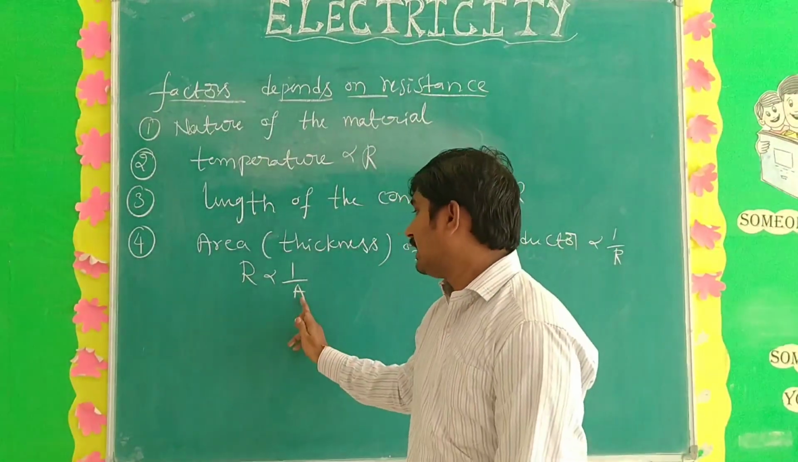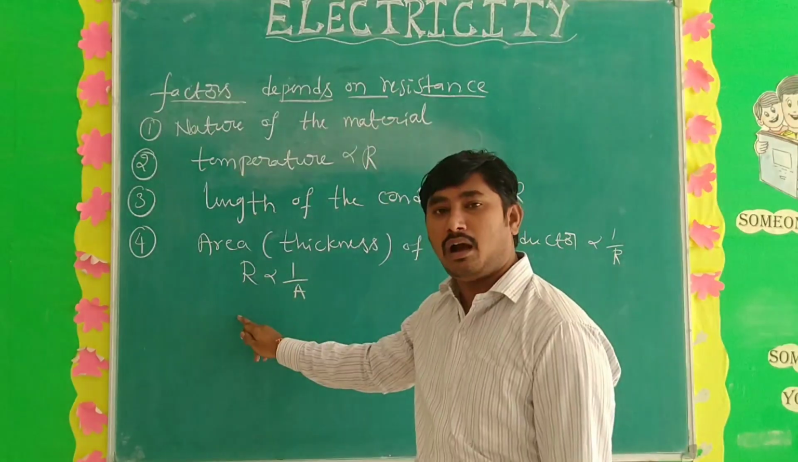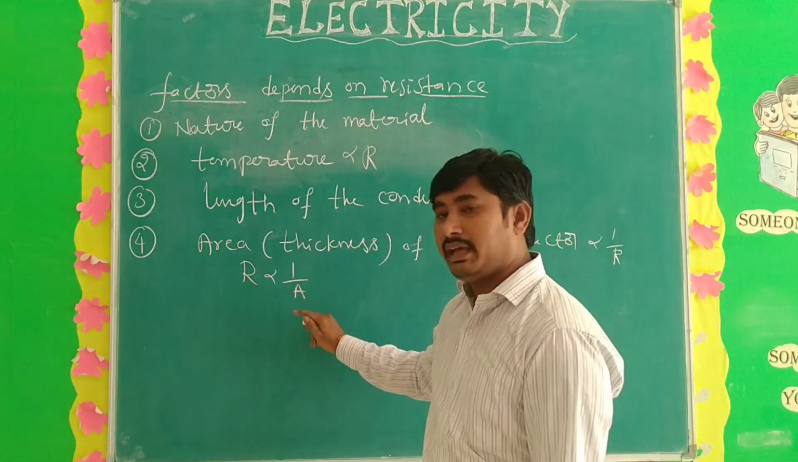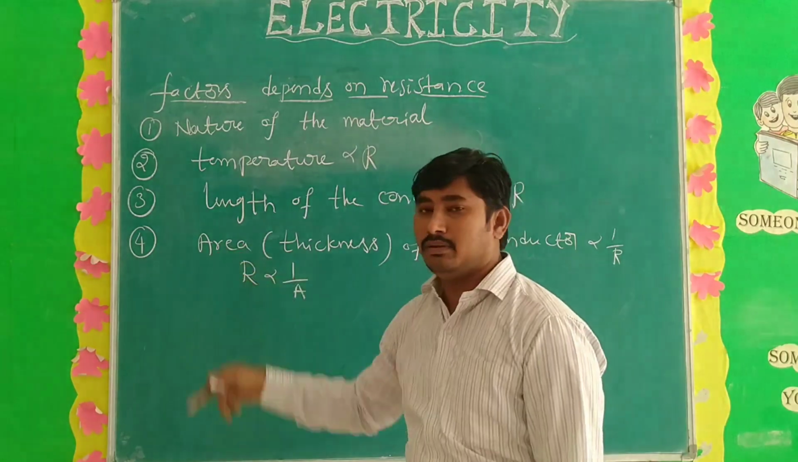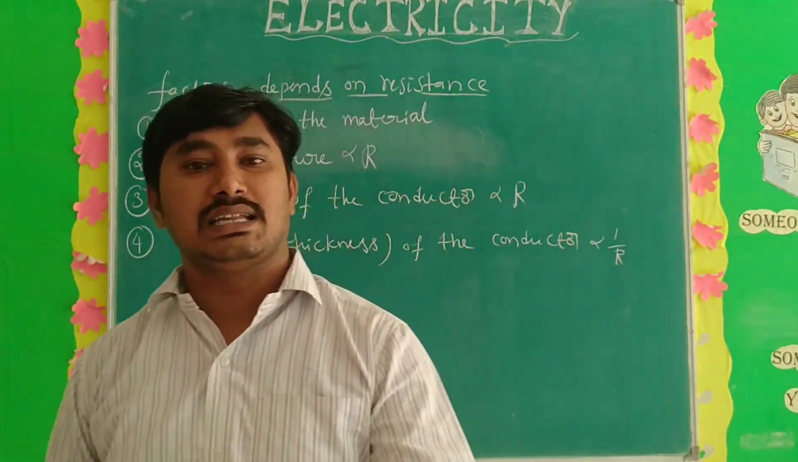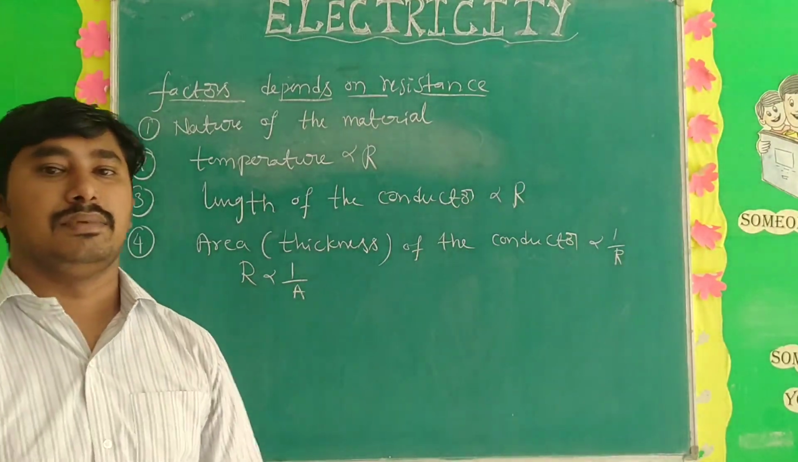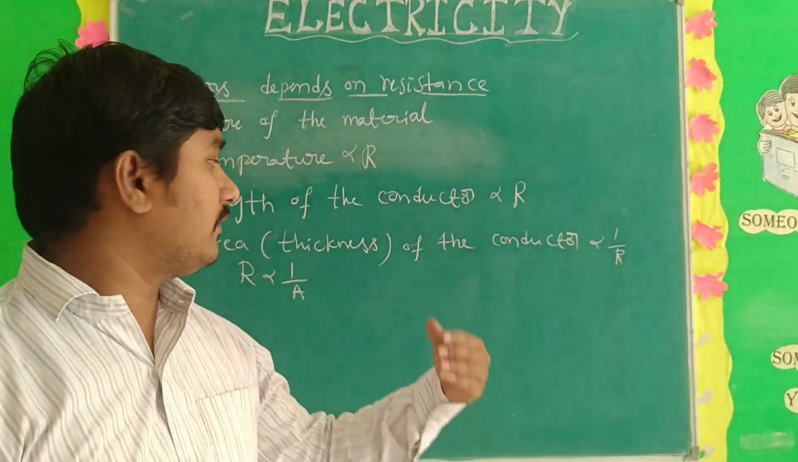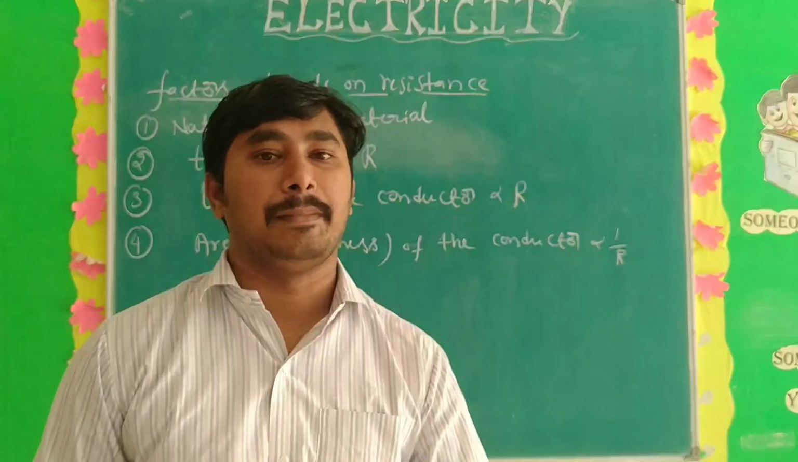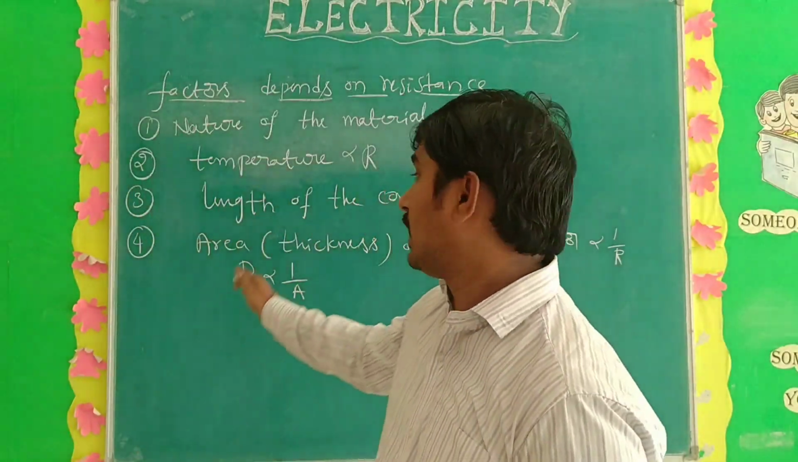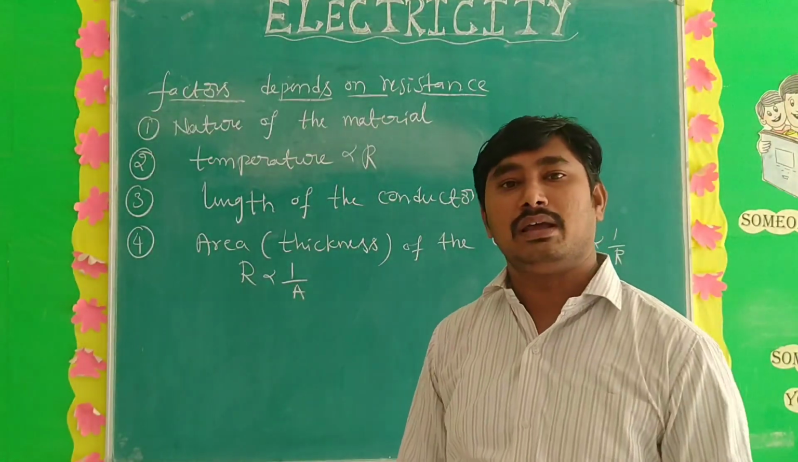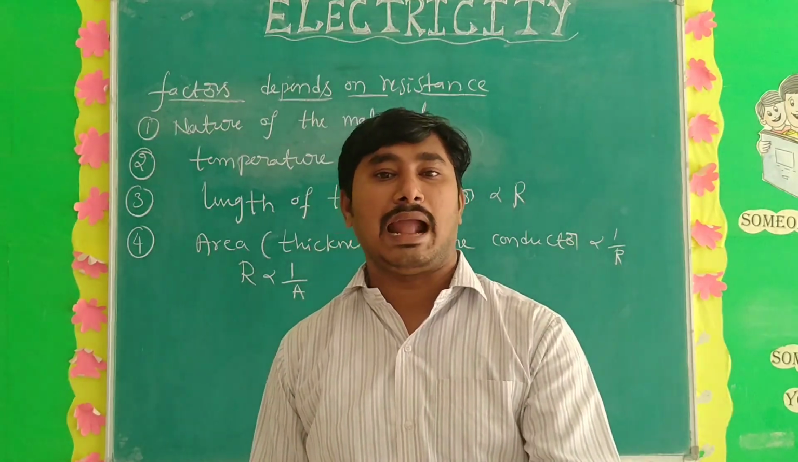In case the area is doubled, the resistance is halved. When you decrease the area to half, the resistance doubles. That's why the resistance of a conductor depends upon its area or thickness. The area is always inversely proportional to the resistance of the material. Understand? These four factors are very important, and you have to do an activity on these factors also.